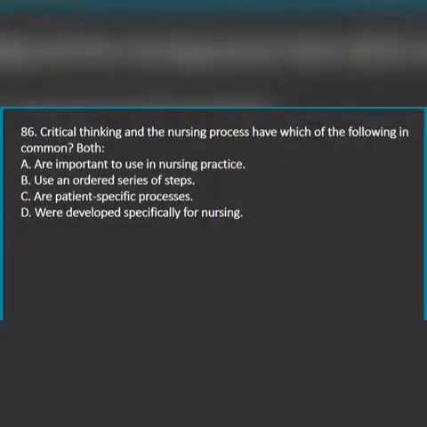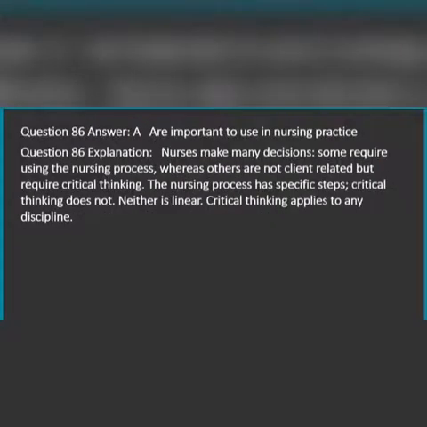Question 86. Critical thinking and the nursing process have which of the following in common? Both A. are important to use in nursing practice. B. use an ordered series of steps. C. are patient-specific processes. D. were developed specifically for nursing. Question 86 Answer: are important to use in nursing practice.